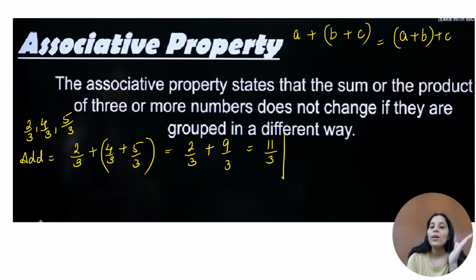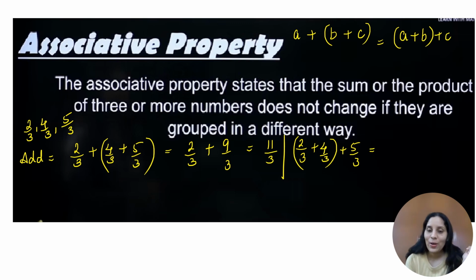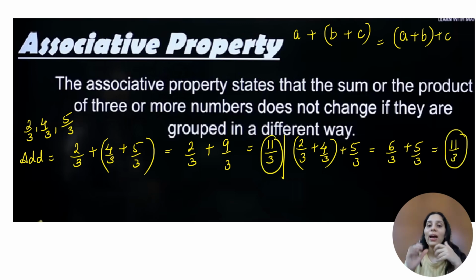Okay. Now I will group differently. Now I am going to take 2/3 plus 4/3 in one group and then 5 by 3 separately. Alright, so 4 plus 2 is 6 by 3 plus 5 by 3. I end up having 11 by 3. So yes, when I'm adding with the different groups, I end up having the same answer.